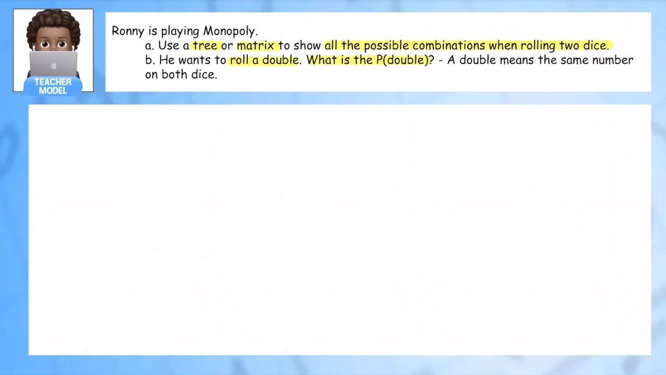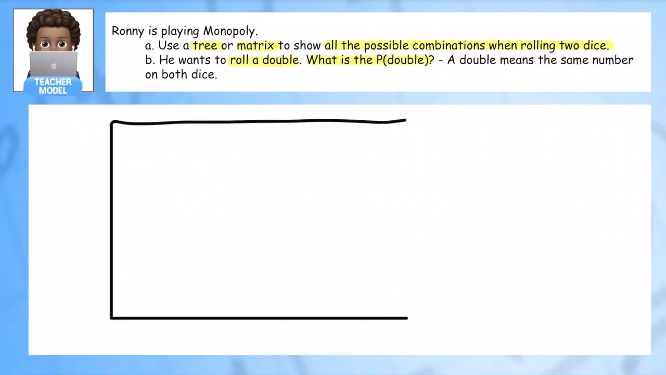I find the tree diagram can get kind of messy and you can get confused writing things. So I'm going to do a matrix. And on my top part, I want you to think of the first dice. What are all the things that can happen with the first dice? I can have a 1, 2, a 3, a 4, a 5, or a 6.